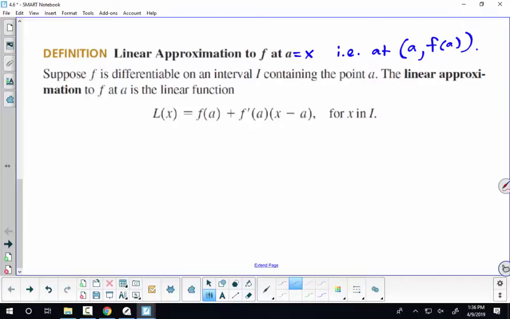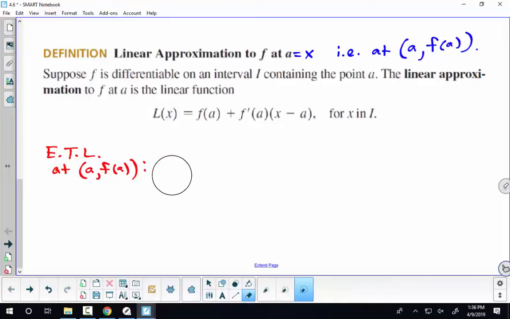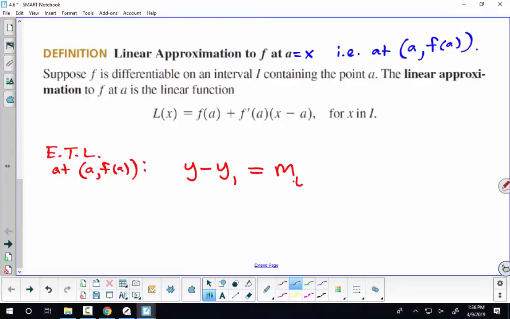So just want to also point out that in chapter 3, when we did find the equation of the tangent line at a comma f of a, we said y equals, well, let's look at it this way. We said y minus y1 equals the slope of our tangent line times x minus x1, right? That's kind of where we started with that point slope formula.